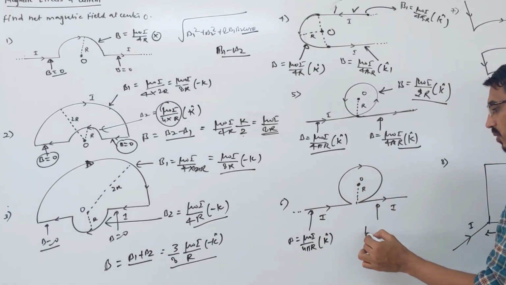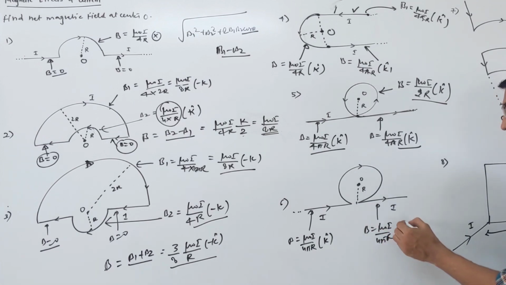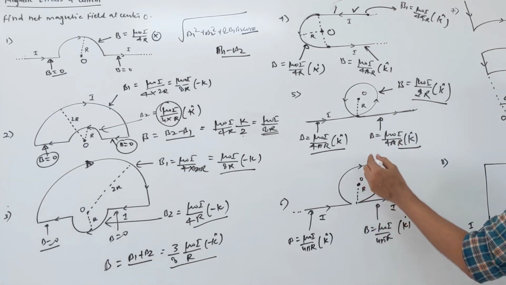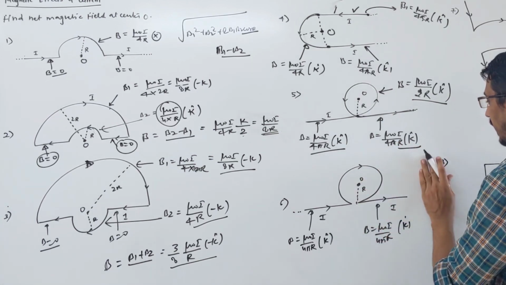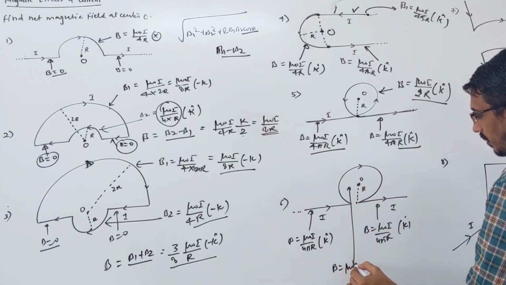Same thing this wire also. B is equal to mu naught I upon 4 pi r. This is also end of the wire, and direction also outward, right? Now for this wire also outward. But see the ring. Due to this ring, field is mu naught I upon 2r.